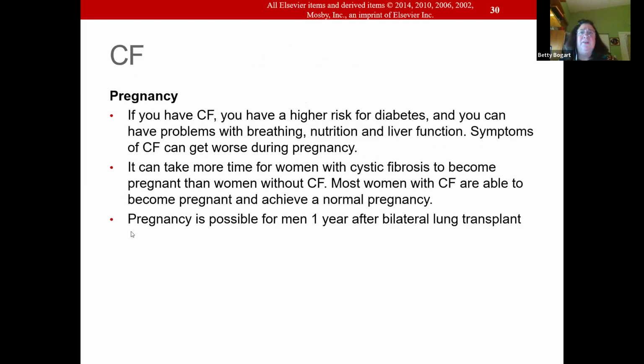Now, cystic fibrosis and women and becoming pregnant, they usually can. Usually there's not a problem. When there's a problem, it's usually the men. Now, I've seen young men want to get married, want to have children. What they do is a bilateral lung transplant. And 1 year later, they're able to father a child. Has something to do with the mucus and the clogging, and with the cystic fibrosis in the lungs, it clogs the vas deferens, and then the sperm can't get to the mother. Okay? So, men after 1 year bilateral transplant can have them.